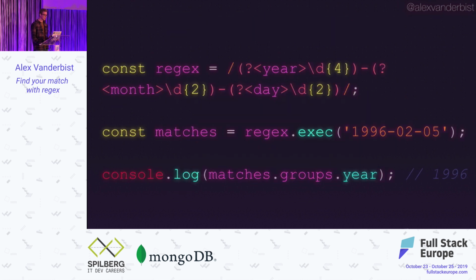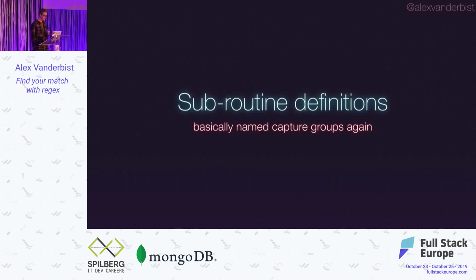Here's some JavaScript code, and we're using the same Regex pattern we've just seen at the top there. And if you look at the bottom there, the year property being logged to the console actually corresponds to the named capture group in our pattern at the top.